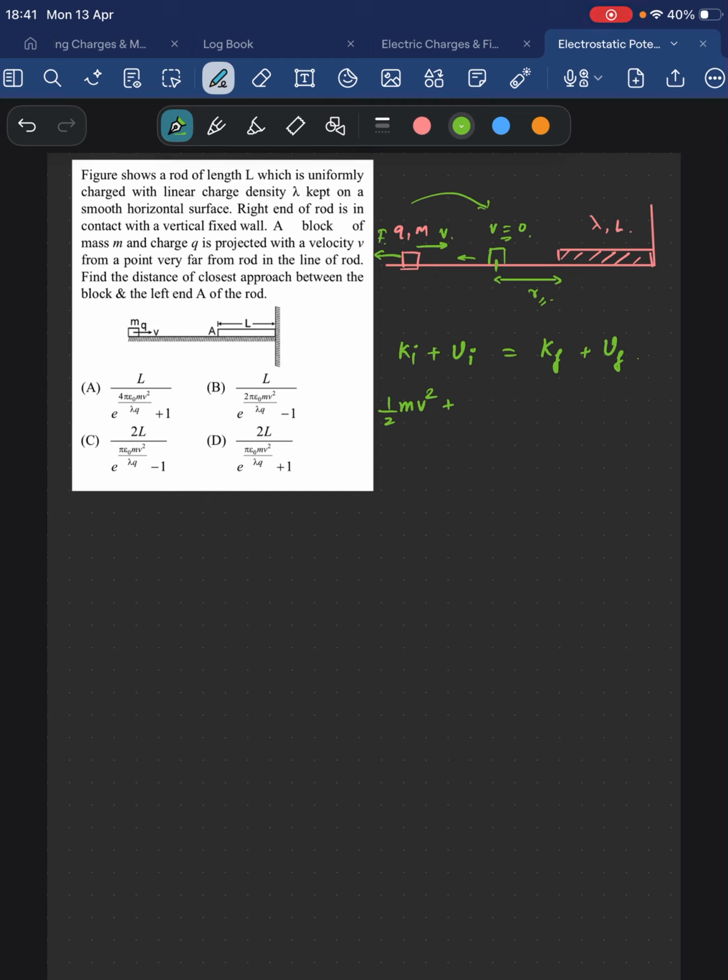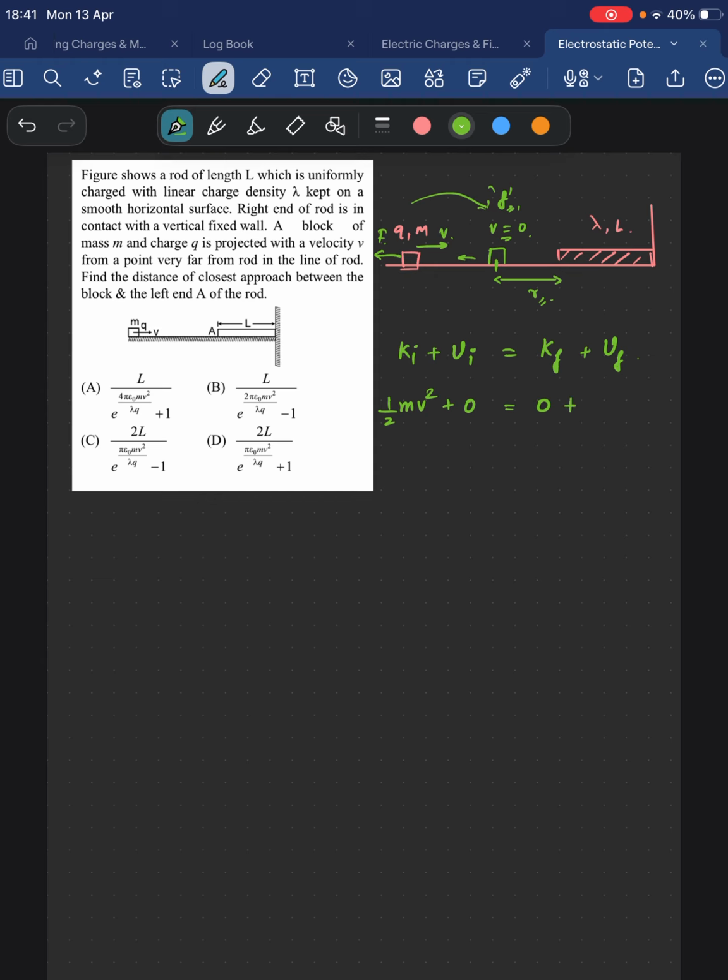Initial potential energy, since this block is very far away from the rod, we can guess that the initial potential energy value will be equal to 0. Final kinetic energy of the block is also equal to 0. We are relating it to the distance of closest approach, so that's a final position, and at that position, the velocity of the block will be equal to 0. So what will be your final potential energy, right?